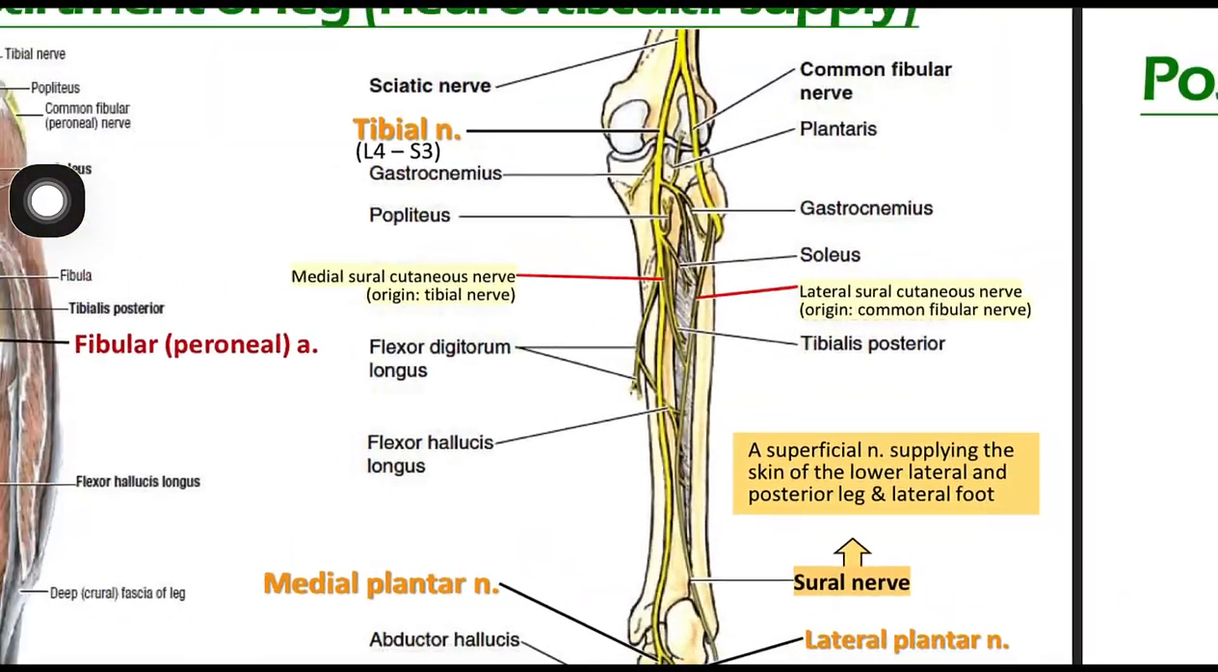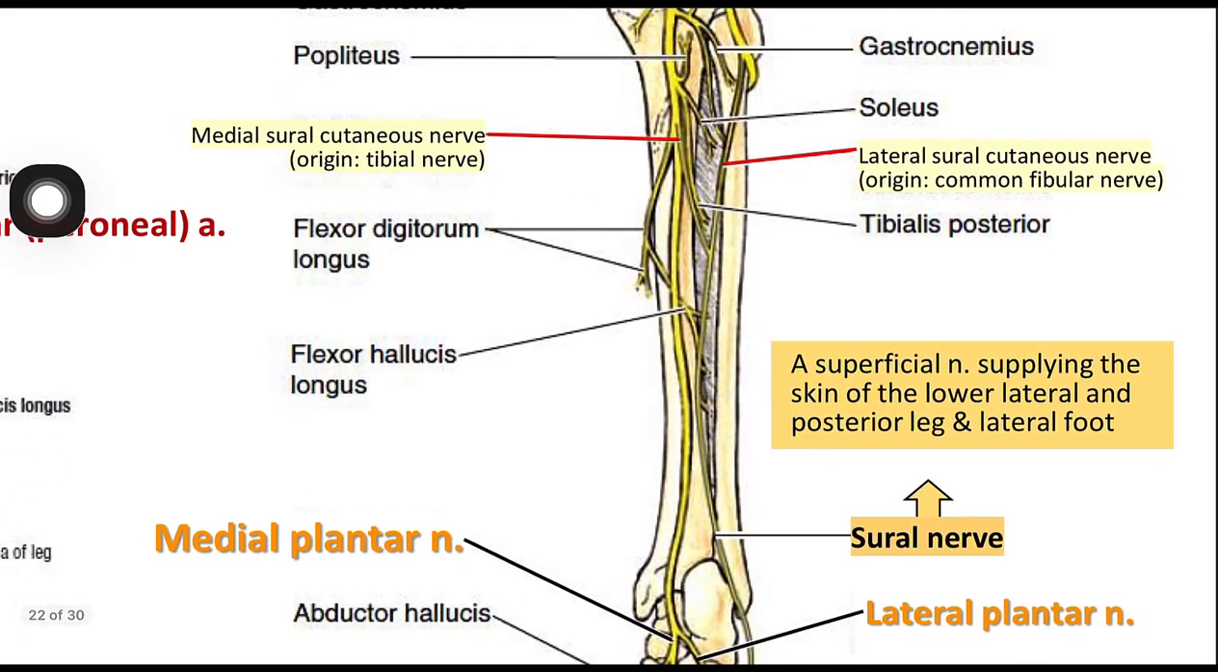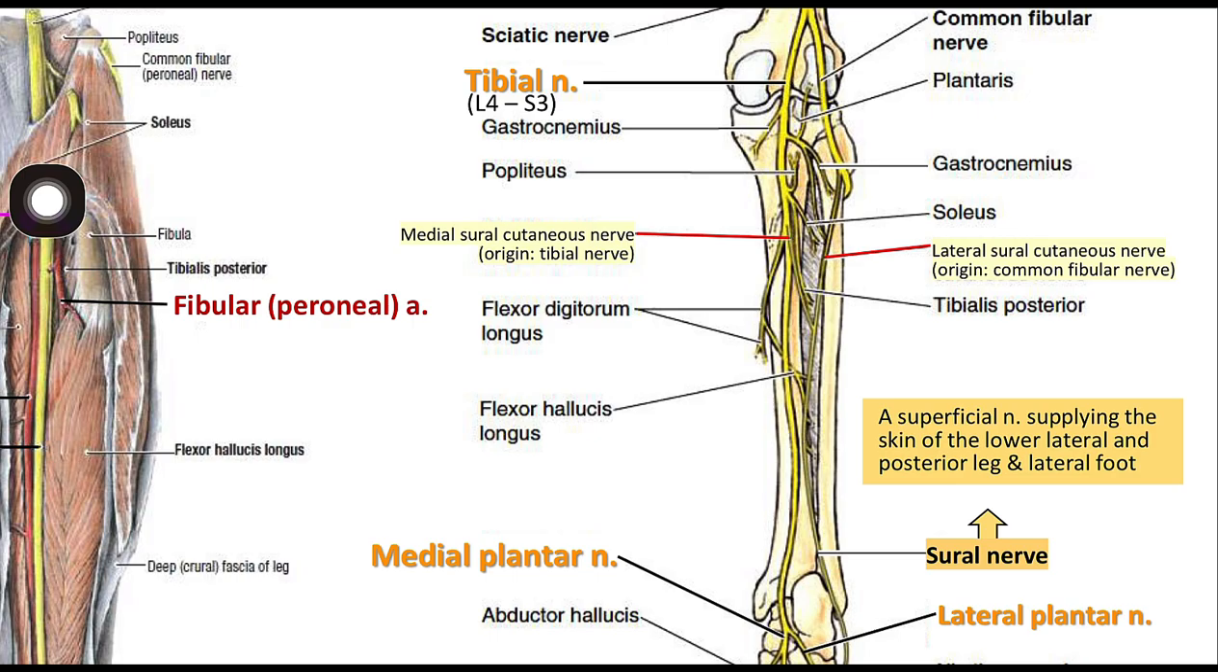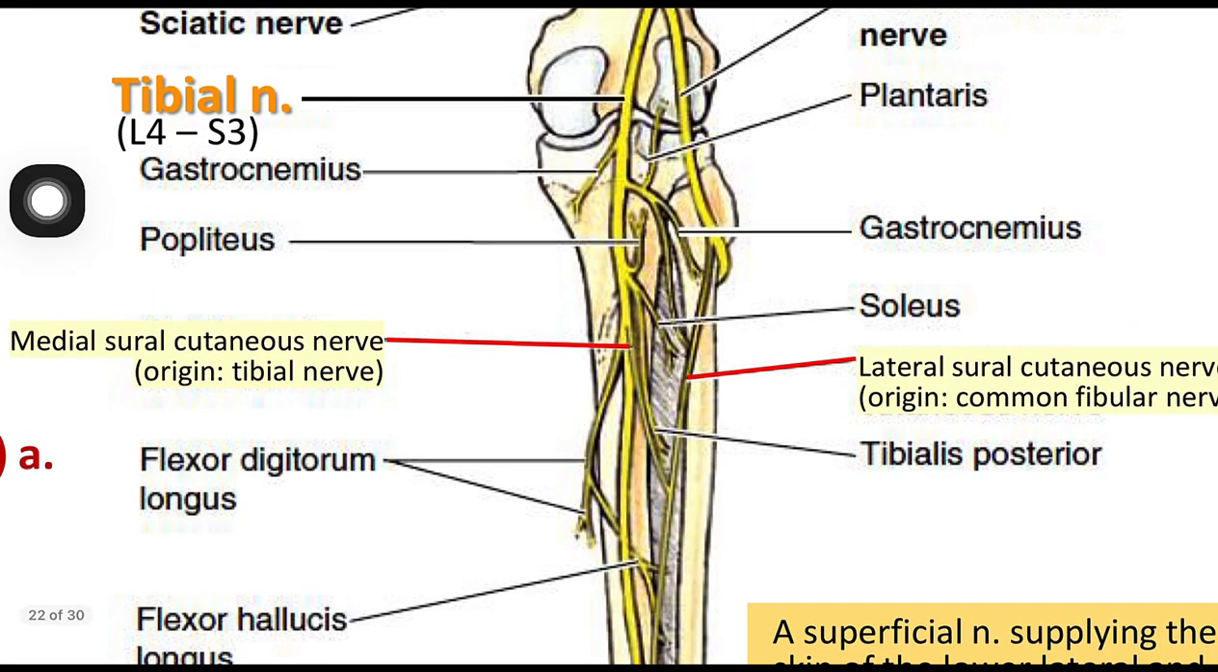Now, this I want to draw your attention to, quite, let me say it this way, an interesting presentation. Running on the posterior leg, we have the small saphenous vein, right? Usually running nearby, we have a superficial nerve, which is called the sural nerve. This is a superficial nerve supplying the skin of the lower lateral posterior leg and the lateral foot. Where does it come from? This one is quite unique in that the origin is from these branches from the tibial nerve, and also from the lateral branches here, the origin is from the common fibular nerve.